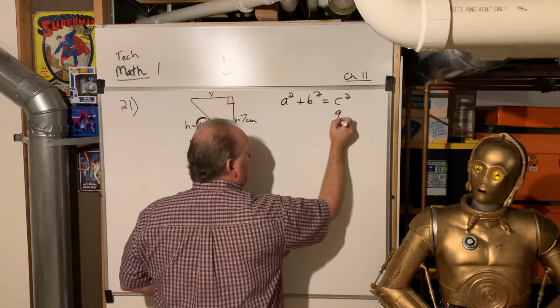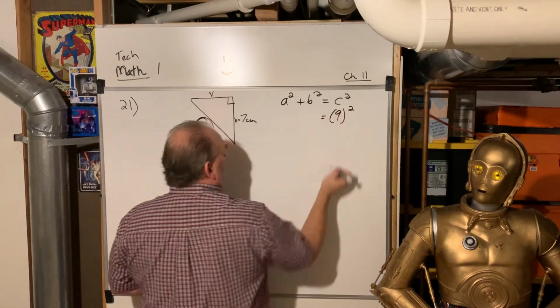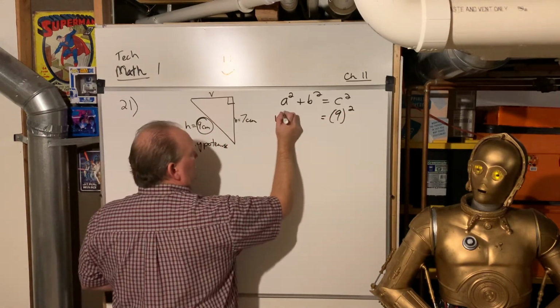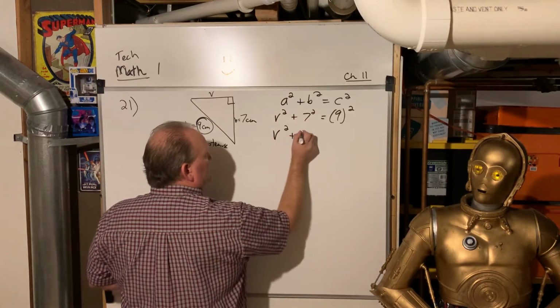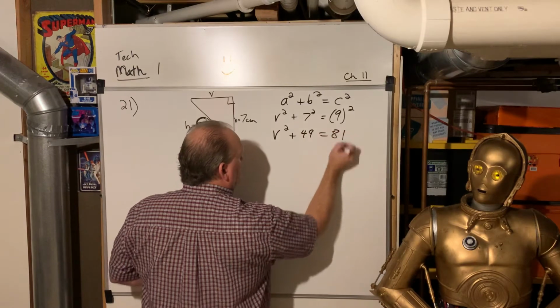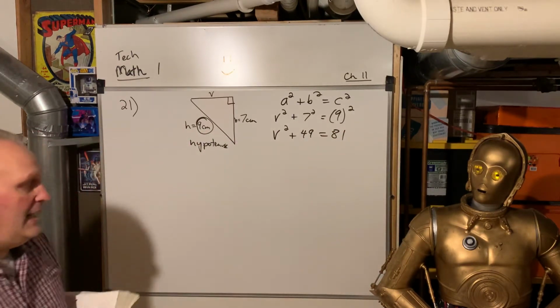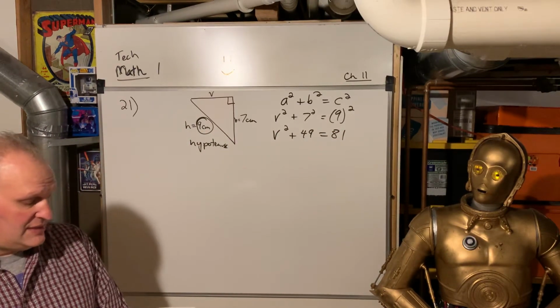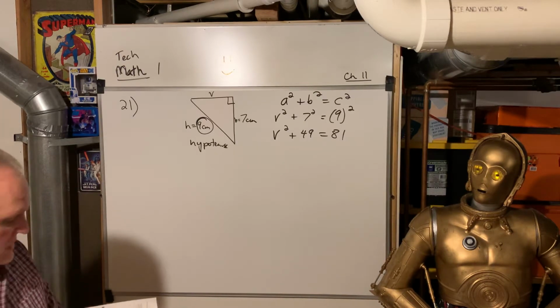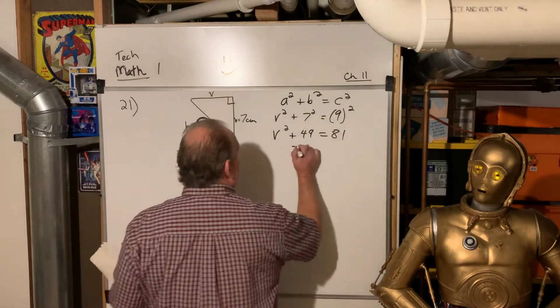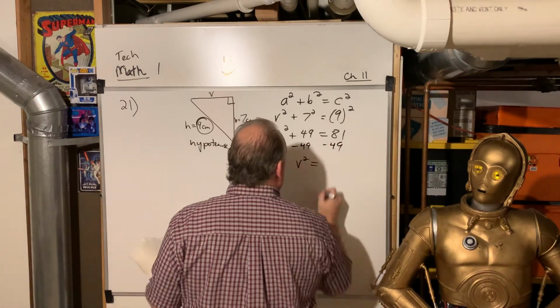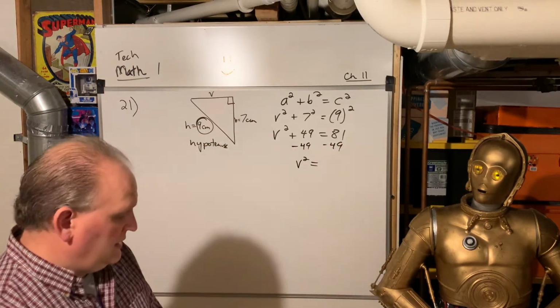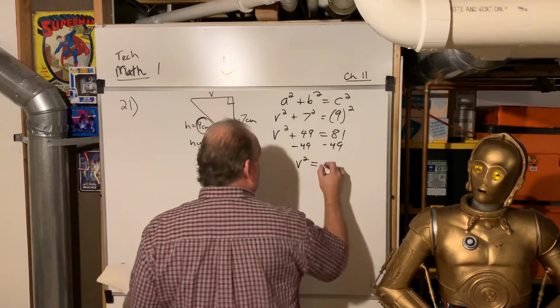So that's 9 squared. And then it doesn't matter which one you call A, which one you call B. And so now we got v squared plus 49 equals 81. And now we have to solve that equation. So this time we're going to subtract those two. So minus 49. So v squared is equal to 32.